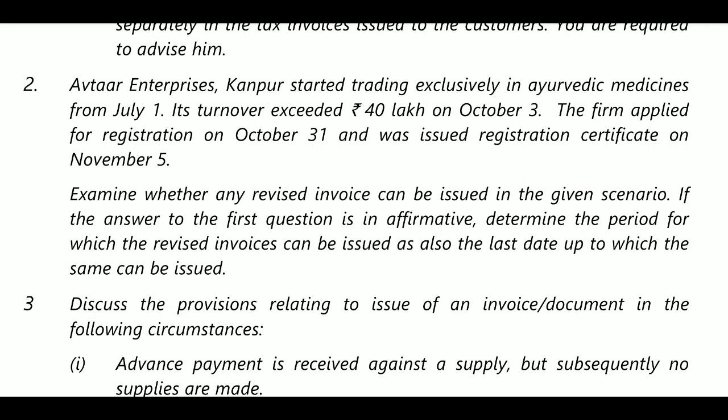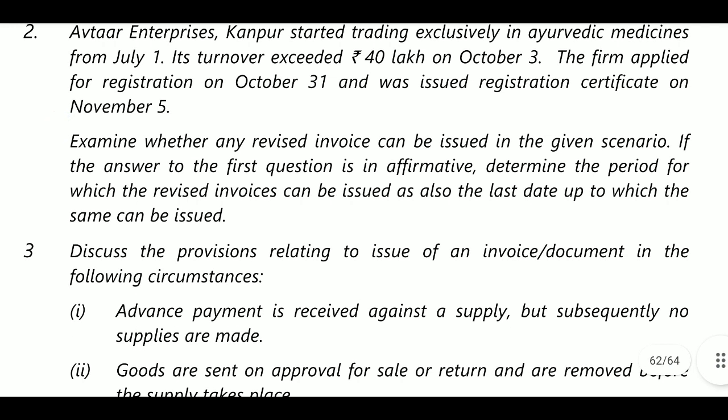Okay. Next, the firm applied for registration on October 31st and was issued a registration certificate on November 5th. He applied on 31st October and registration was granted on November 5th. Examine whether any revised invoice can be issued in the given scenario. If the answer to the first question is in the affirmative, determine the period for which the revised invoice can be issued, and also the last date up to which the same can be issued.